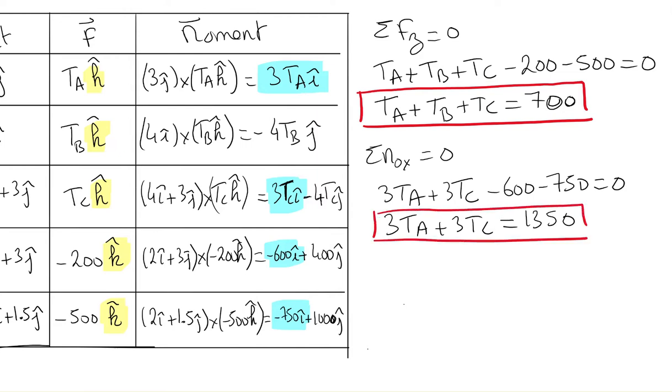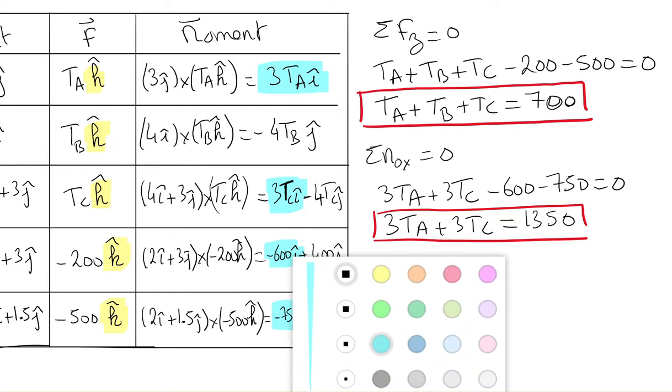How many unknowns do we have? We have 3, TA, TB, and TC, so we need 3 equations. Now, how many equations do we have? 3. So that will be perfect.